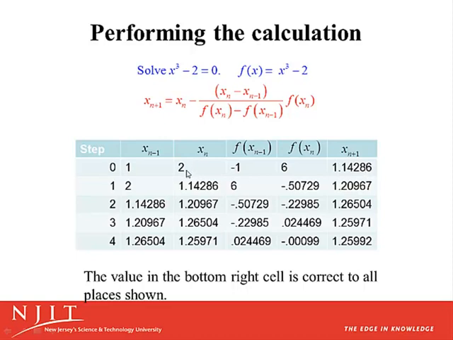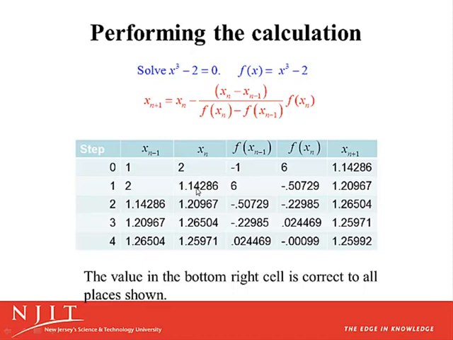So, we move everything over. We move x equal 2. It now is our 0th point, and x equal 1.14286 is the other point. We find the y value at 1.14286, and then we perform the calculation again, and we find our new value of x.